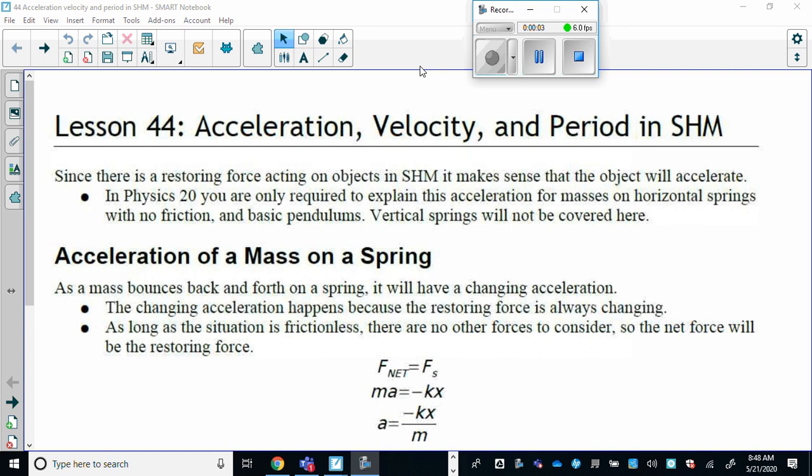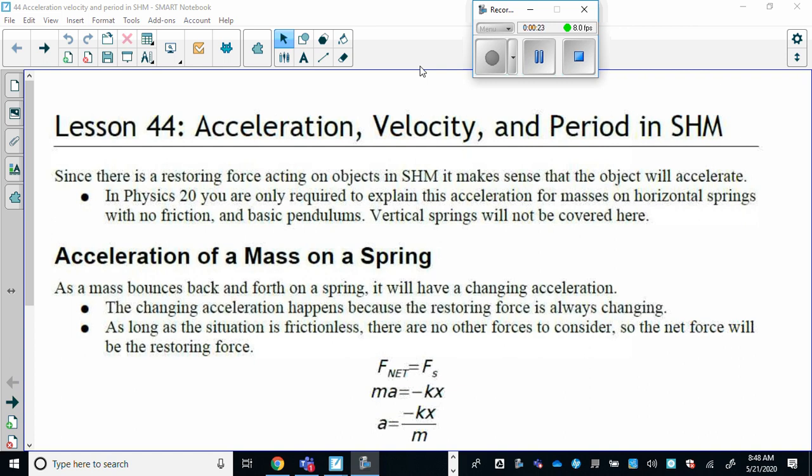Lesson 44 is a fairly intense one. We'll probably do it in two parts. It starts off with acceleration of a mass on a spring. So we're basically going to be dealing with horizontal springs here, which means that gravity is not generally going to affect the oscillation of the spring.